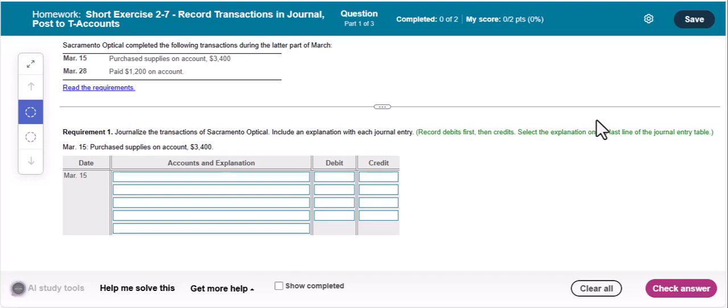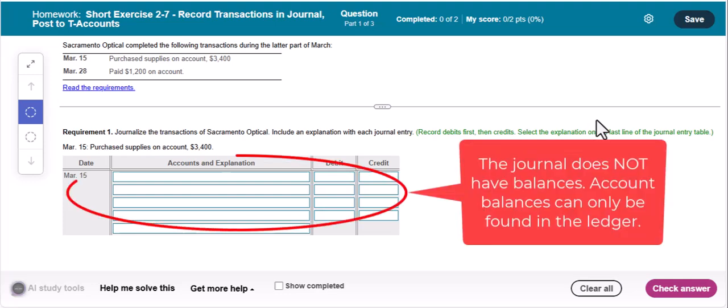For exercise 2-7, we're going to record transactions in the journal. And again, this is the journal, and remember, the journal does not have balances. So to find balances, we would need to post the journal amounts to the T accounts. Remember, the T accounts are the informal version of the ledger. And it's the ledger, which in other words is these T accounts, that has the account balances. So remember, the journal does not have balances, so if your boss says how much cash do we have, we'd have to go look at our T accounts.